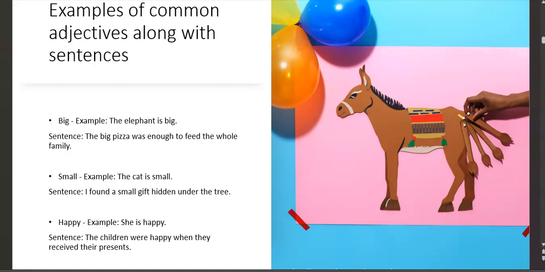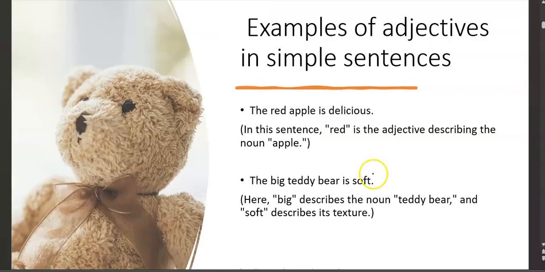So you just don't give plain sentences. For example, I will go back and give you an example here. Example: the red apple is delicious. Look at this entire sentence. If I was just to say the apple is delicious, the sentence would still perfectly make sense, but it would be a common sentence, just a dull sentence.